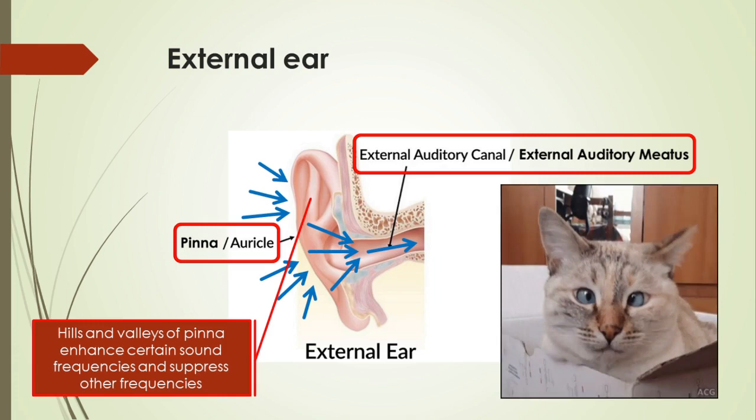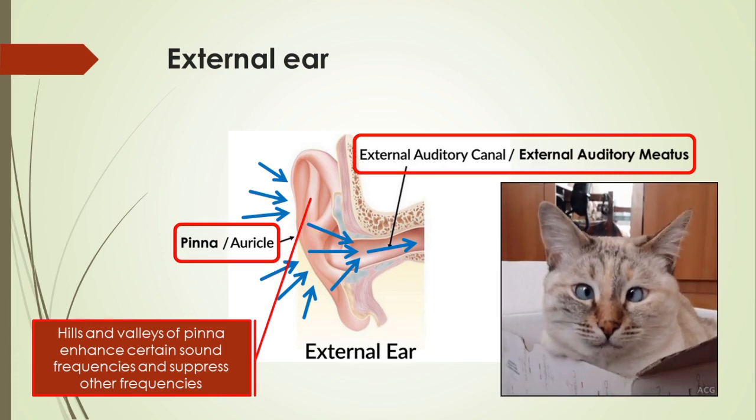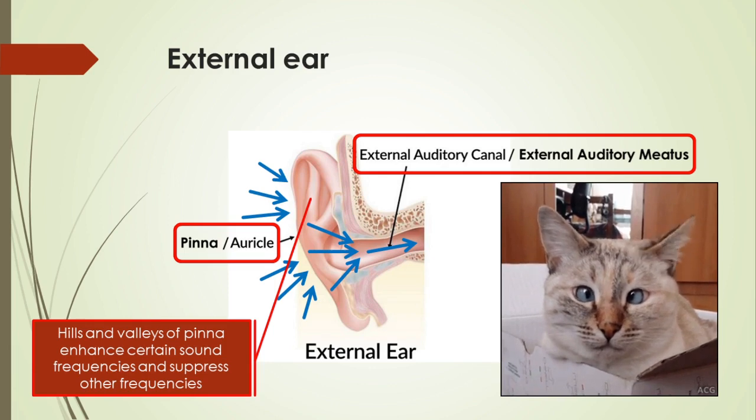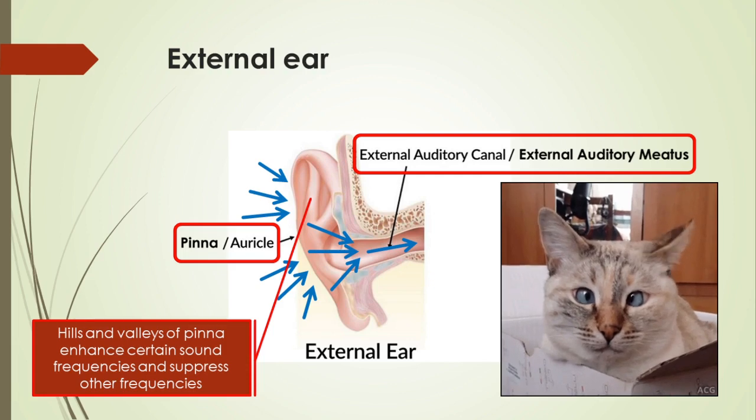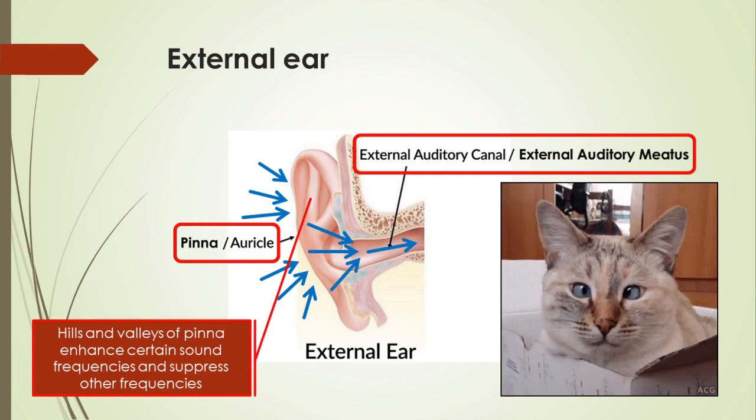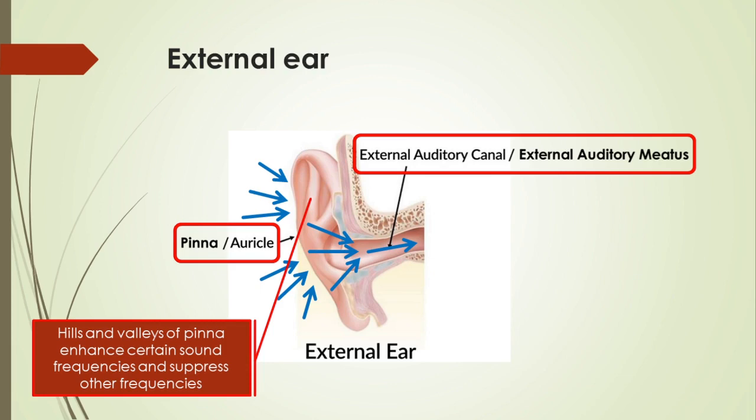In the case of mammals like cat, they can move their pinna and direct it towards the sound. In this picture, you can see it very clearly. But human beings are not able to move pinna. But still, pinna is very important for gathering sound waves, enhancing certain sound frequencies and suppressing other frequencies, and also for identifying the direction and distance of the source of sound. Pinna directs the sound waves into the external auditory canal.